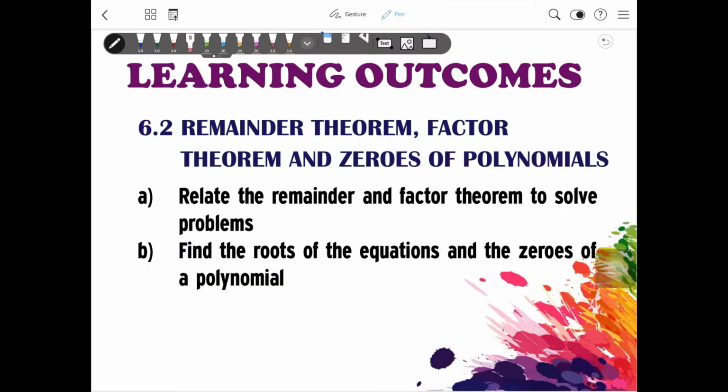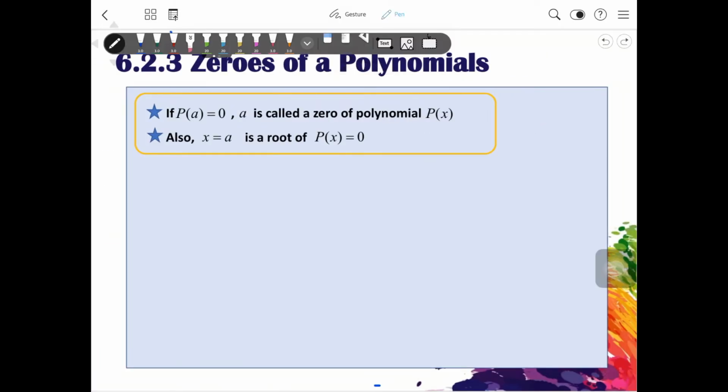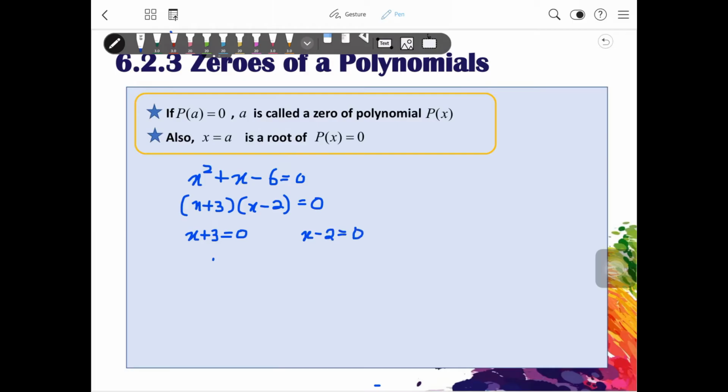In this video, we will learn about finding the roots of equations and also the zeros of a polynomial. Let's look at this. We have learned from the previous video that if we have x squared plus x minus 6 equals 0, we will factorize it: x plus 3 and x minus 2 equals 0, and then we will write x plus 3 equals 0, x minus 2 equals 0. Here we will get x equals negative 3, and here we get x equals 2. We may also write the final answer as negative 3 and 2.